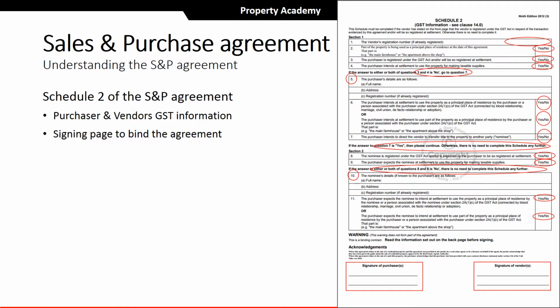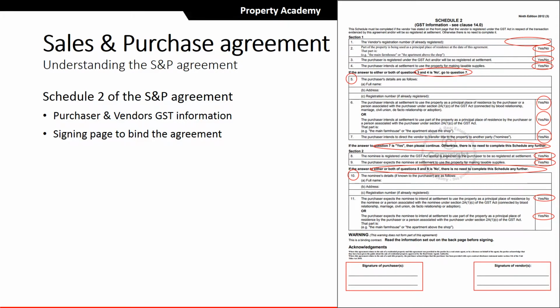So we're halfway through. It says, if the answer to question 7 is yes, then please continue. Otherwise, there's no need to complete this schedule any further. But let's go over everything anyway, just so you understand it all. Number 8 is asking the nominee is registered under the GST Act and expected by the purchaser to be registered at the time of settlement. This is when you're nominating the contract out to another entity that may be GST registered, and of course that would depend on your answer. So if your nominated entity is GST registered, then you will be circling yes.